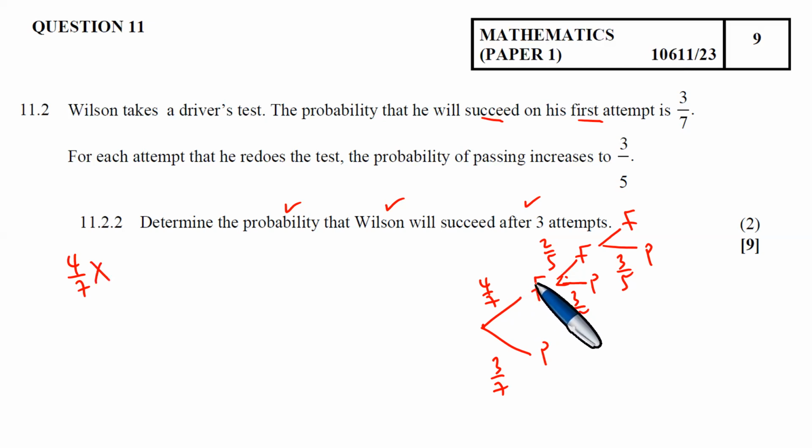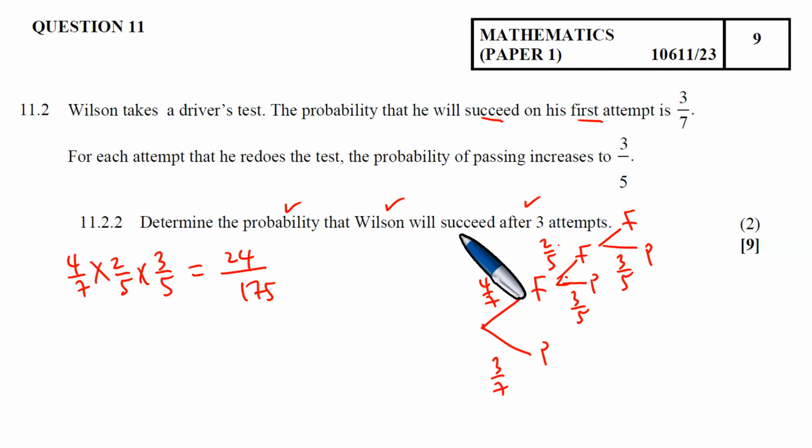He fails. Then 2 out of 5, he fails a second time. He fails the first time, the second time he fails, the third time he passes: 3 out of 5. And if you multiply everything, 4 by 2 by 3 is 24 out of 175. So we're looking at determining the probability that Wilson will succeed after 3 attempts. Next question.